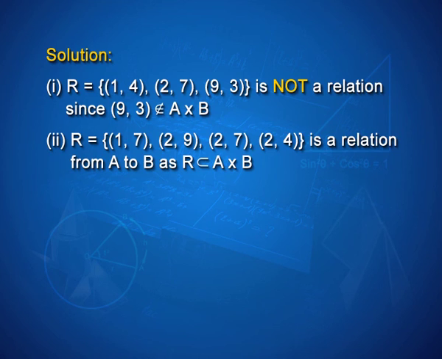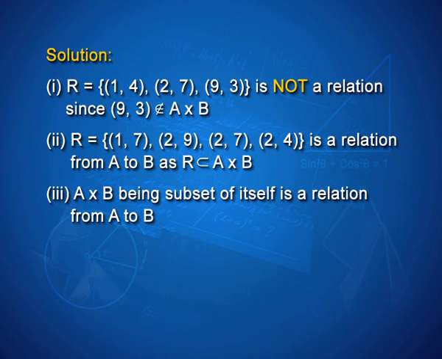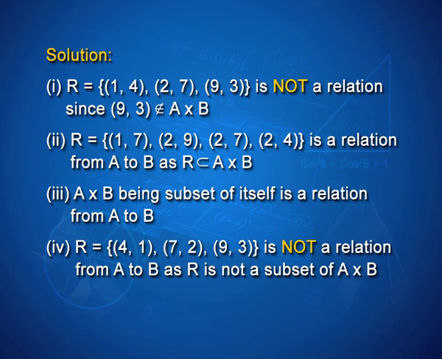Second, yes, is this a relation? (1, 7), (2, 9), (2, 7), (2, 4). All of these elements are coming from A cross B. So, R is very much a subset of A cross B and hence a relation. A cross B, being a subset of itself, is a relation from A to B. Again, our last example there, R which is (4, 1), (7, 2), (9, 3), is not a relation from A to B, as R is again not a subset of A cross B.